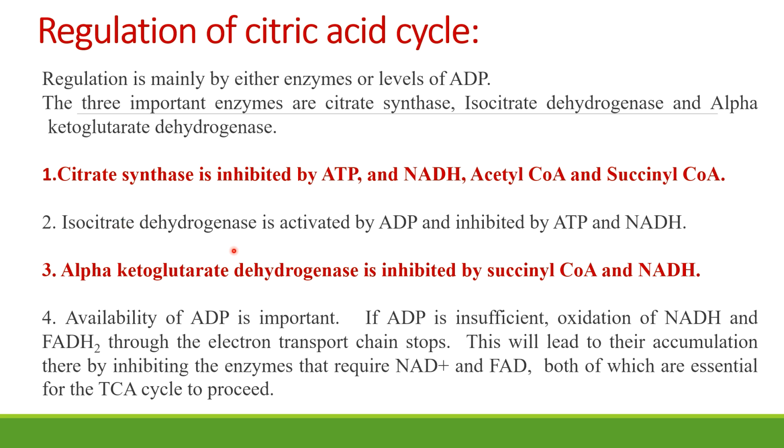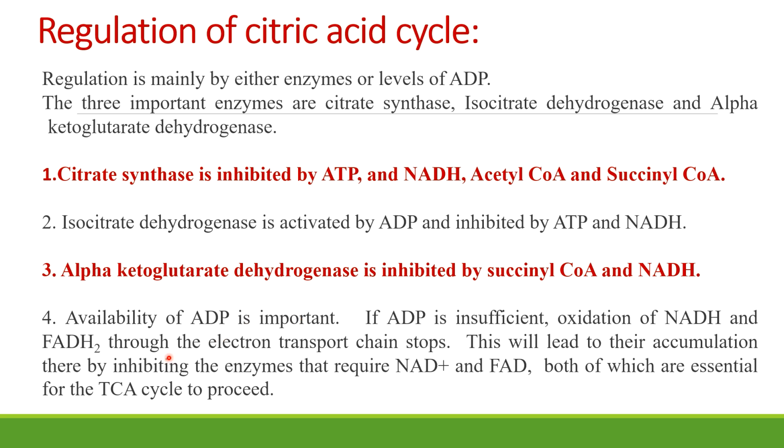Next is isocitrate dehydrogenase. It is activated by ADP. If ATP is less, ADP will be more. So isocitrate dehydrogenase activity is activated by this, and it is inhibited by ATP and NADH. Third one is alpha ketoglutarate dehydrogenase. This particular enzyme is inhibited by succinyl coenzyme A as well as NADH.